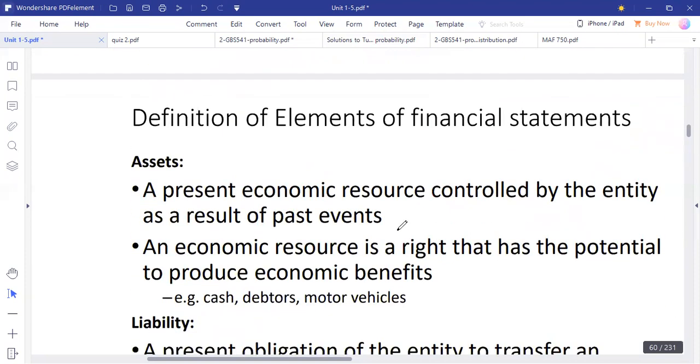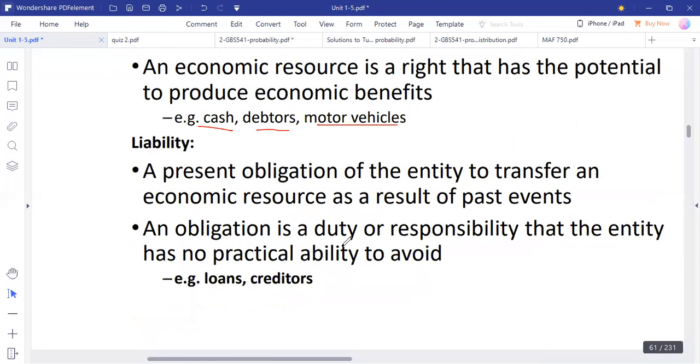So the definition of an asset, simply an economic resource controlled by the entity as a result of past events. It's an economic resource. An economic resource is a right that has potential to produce economic benefits. This includes cash, debtors, and motor vehicles. So these assets I've already explained may be categorized as current and non-current, as well as intangible.